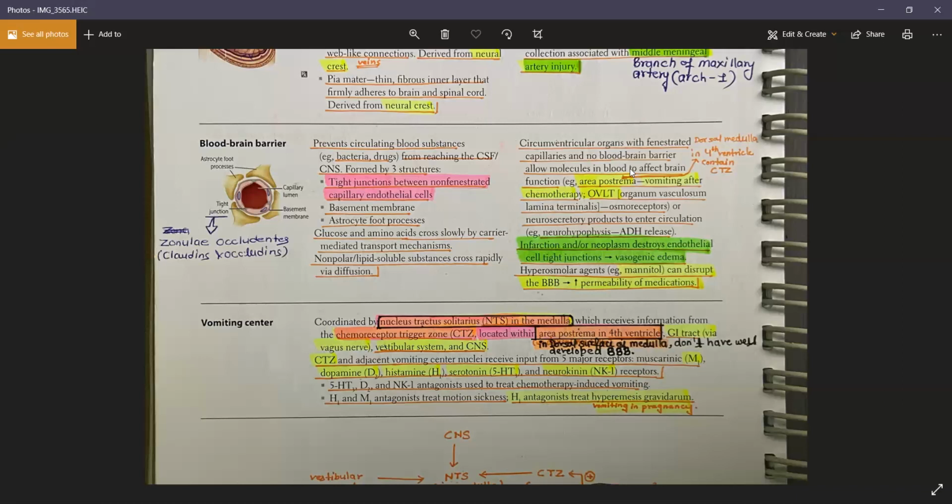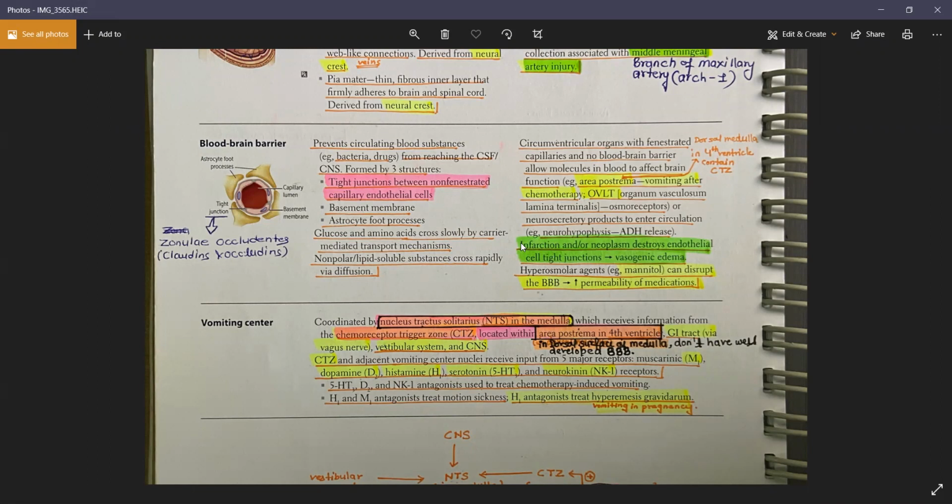One of them is the area postrema, which is present near the fourth ventricle, and that contains the vomiting center. Any chemotherapeutic drug which you give will travel in the blood, and from the blood it will reach that area, and through there it can cause vomiting. Then you have the OVLT, which senses the osmolarity in the blood. This area is also devoid of the blood-brain barrier, and after sensing the osmolarity, it will give the impulse to the hypothalamus, and from the hypothalamus you can have a release of ADH, right?